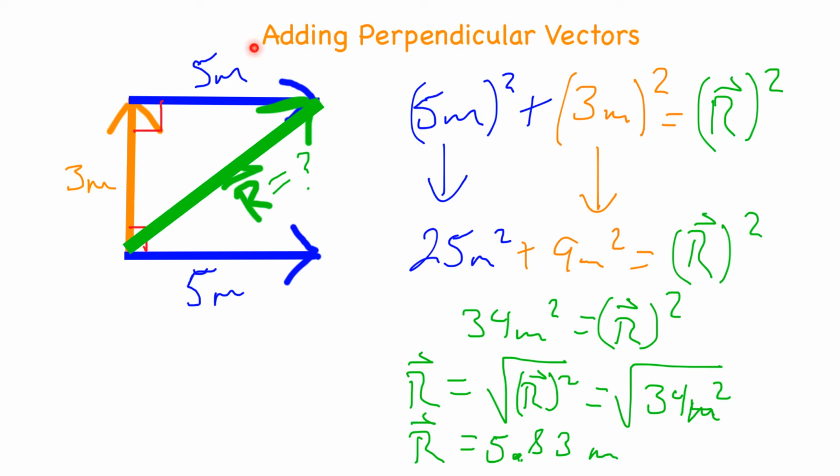You'll notice up here that our sides have only one significant digit, so that means our resultant vector can only have one significant digit. So our resultant vector then is equal to 6 meters. Alright, so that's the magnitude of our resultant vector, 6 meters. Now we need the direction. Alright, so the direction is this angle here.